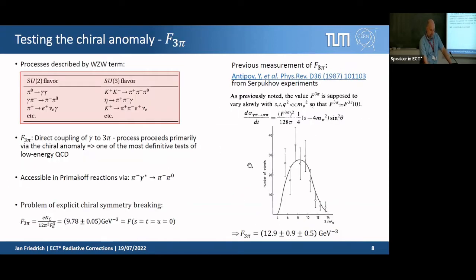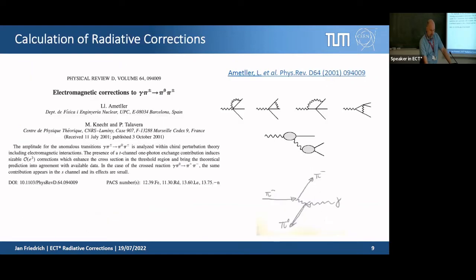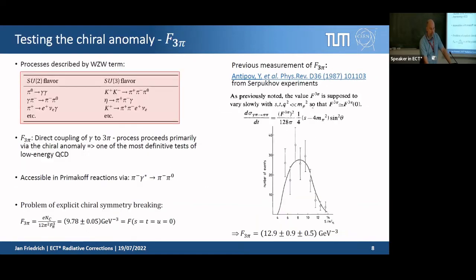Okay, from this experiment, the constant was then extracted by just taking out the terms from embedding the cross section and taking out the kinematic terms, as you see here. And the result is given here. It's almost 13 GeV to the -3.